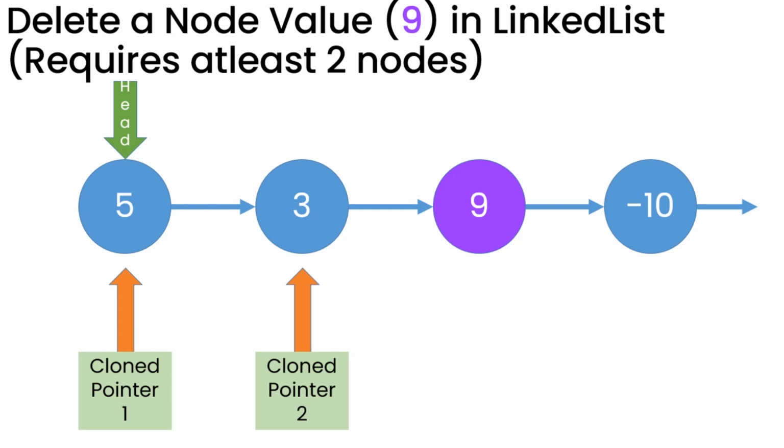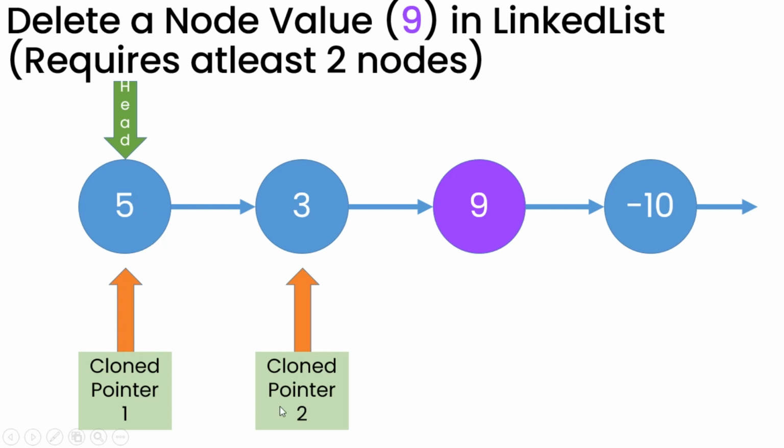Once we make sure that we have at least 2 nodes available, we start our algorithm. Let's talk about what we have here. We have our head pointer, and we make a clone of our head pointer, and another clone for the next element. So we will have a pointer and a pointer for the next element, and we will keep iterating until we find the required node.